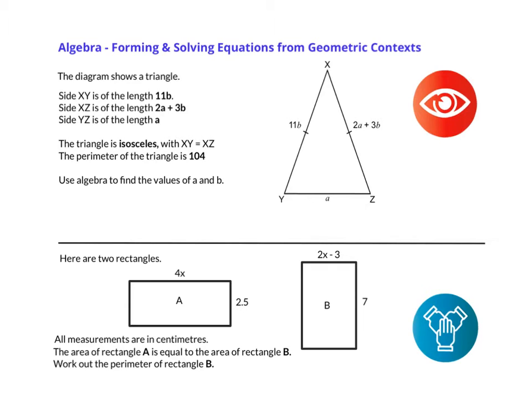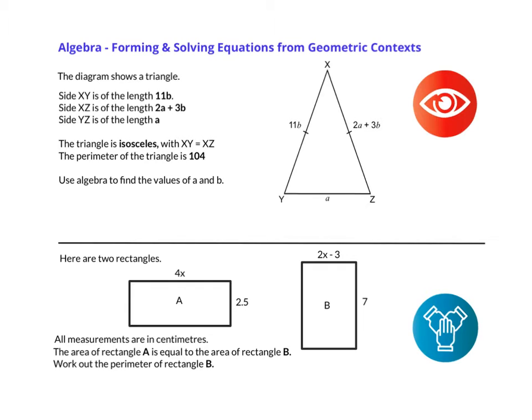It says a diagram shows a triangle. The side XY is of the length 11b. The side XZ is of the length 2a plus 3b. The side YZ is of the length a. The triangle is isosceles, with XY equaling XZ. The perimeter of the triangle is 104. Use algebra to find the value of a and b.